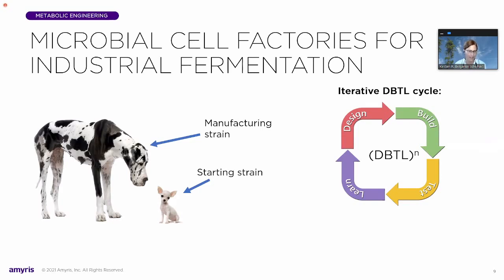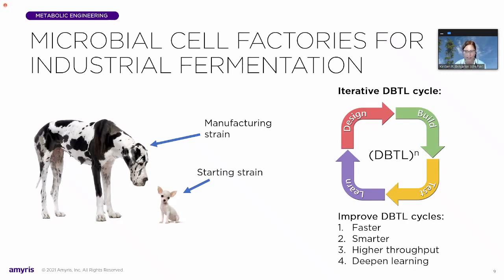Our manufacturing strains are very highly evolved, very highly tailored in order to maximize the conversion of sugar into the targeted chemical products. So we have invested a great deal of time and effort and money in improving the design, build, test, learn cycles, in building a R&D pipeline that makes these cycles faster, smarter, higher throughput, and facilitating deeper learning.